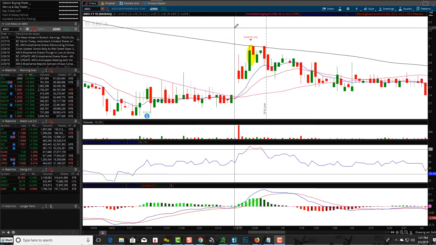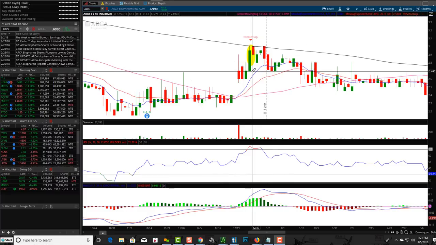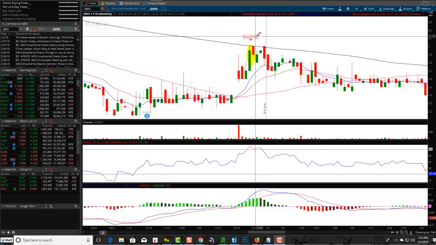All right, ABIO. This is almost like utter perfection right here. This is probably about as perfect as you can get, right? Real long body right here. Got the wick up top, right? Perfectly flat base right at the top. I mean, this is a perfect looking one.